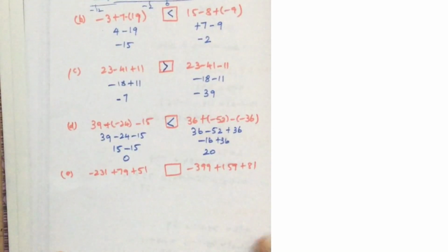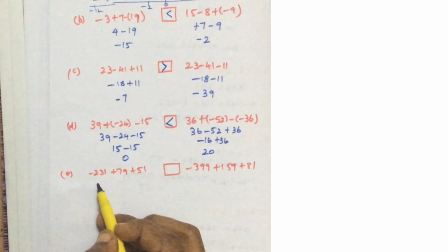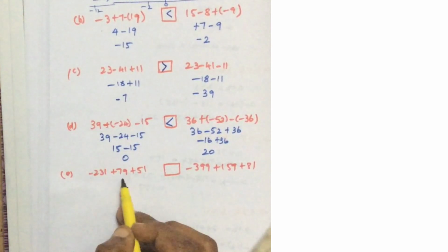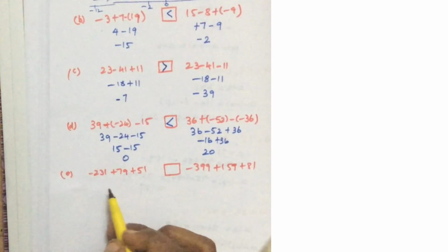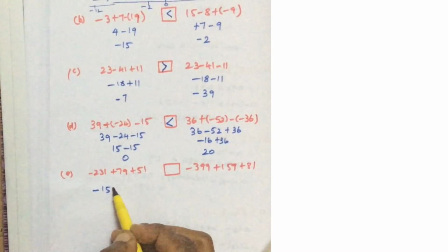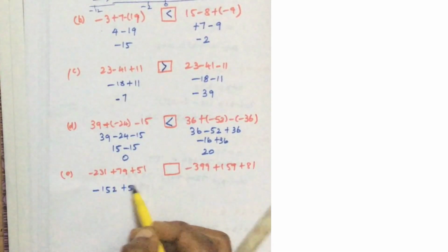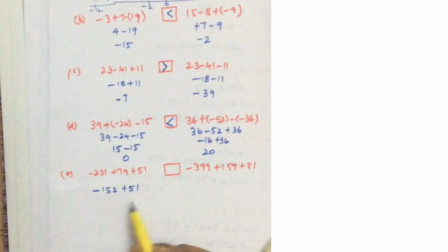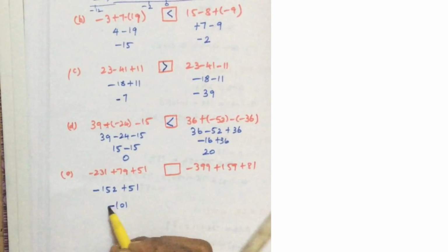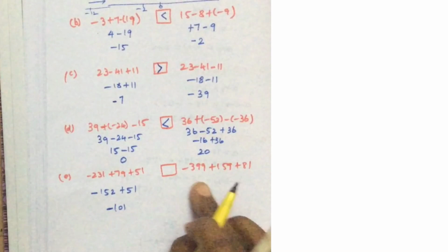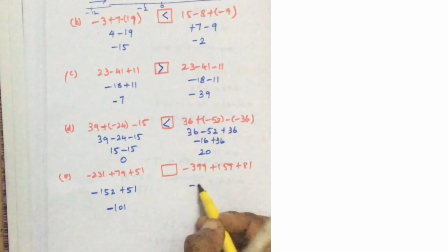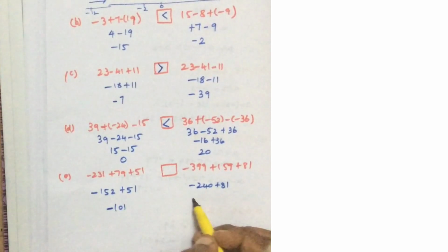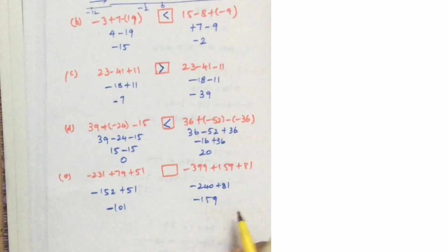And the last problem is minus 231 plus 79. Now we have to subtract, and 231 is the biggest number, so it is minus 152 plus 51. Again this is negative, this is positive, so we have to subtract. This is 101 minus. Here also you have to subtract, that becomes minus 240 plus 81. Again it becomes minus 159.